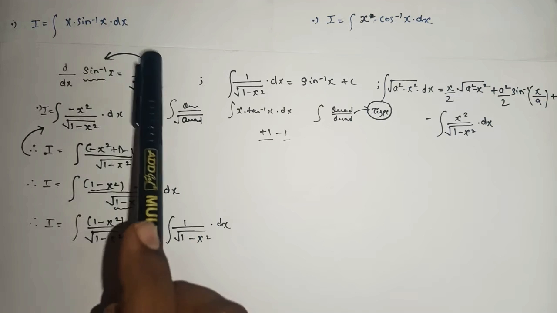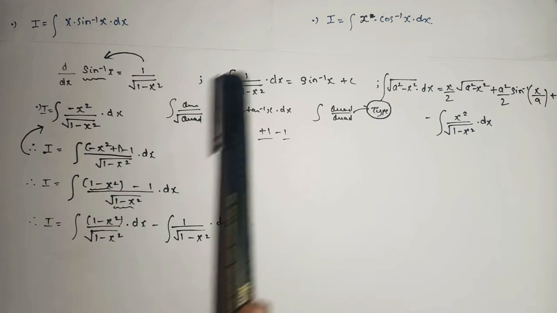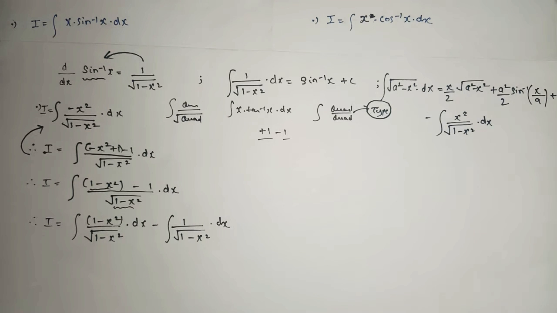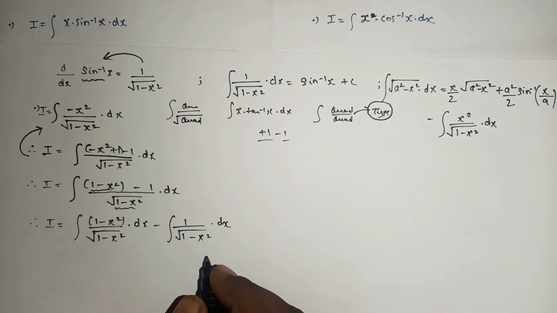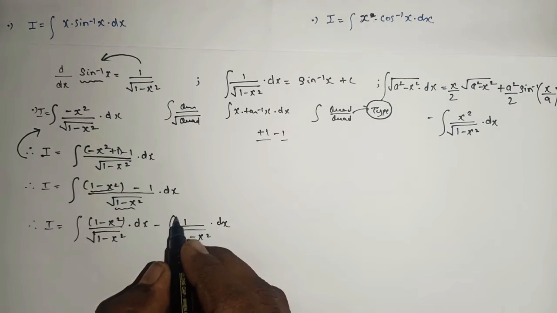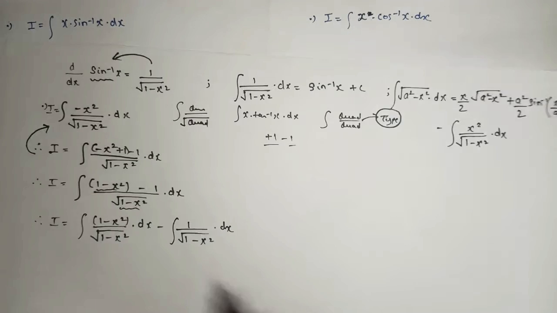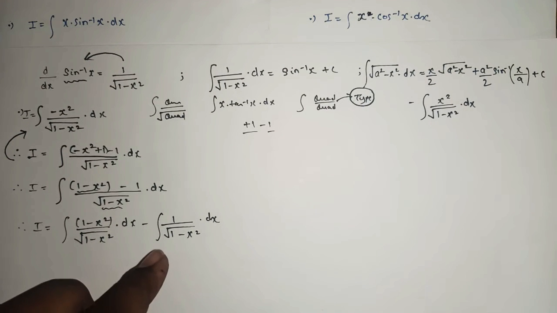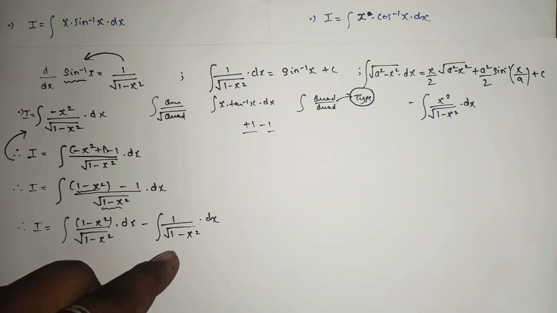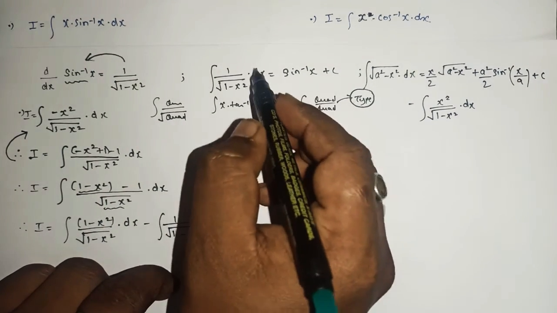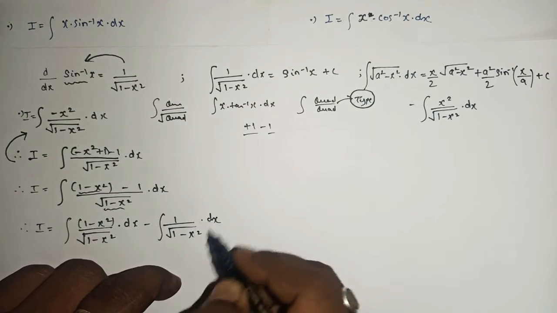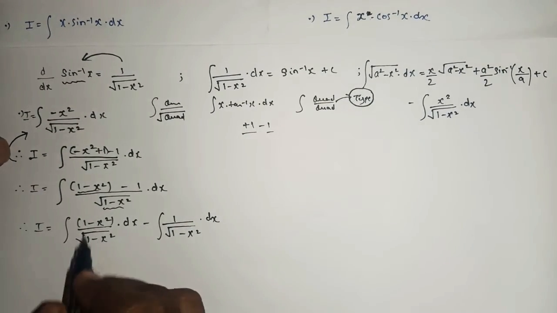If the derivative of sine inverse is 1 upon root 1 minus x square, so the integration of 1 upon root 1 minus x square will be what? Sine inverse. Got the point? Okay. So here can I say that the integration of 1 upon root 1 minus x square, directly we can see that we will get here what? Sine inverse. Yes or no? Sine inverse. But what about this section?